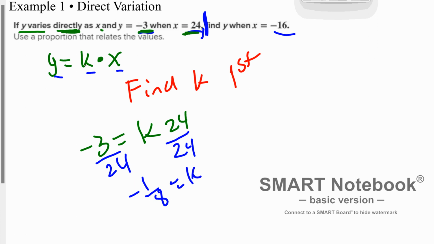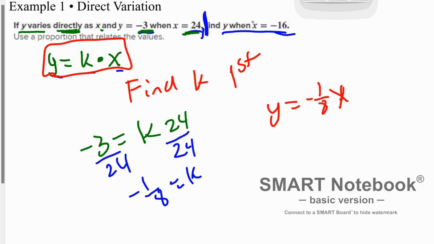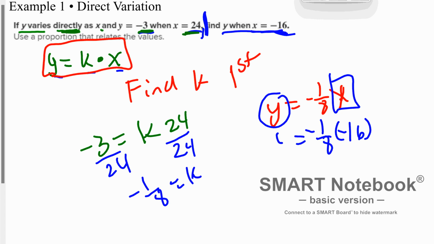Now I plug that into this direct variation equation. I plug in my k, negative 1/8, and then I have my x here. And now the second part always tells me what to find next. So it asks me to find y when I have an x of negative 16. So I just plug in negative 16 for that x, and now I solve for y.